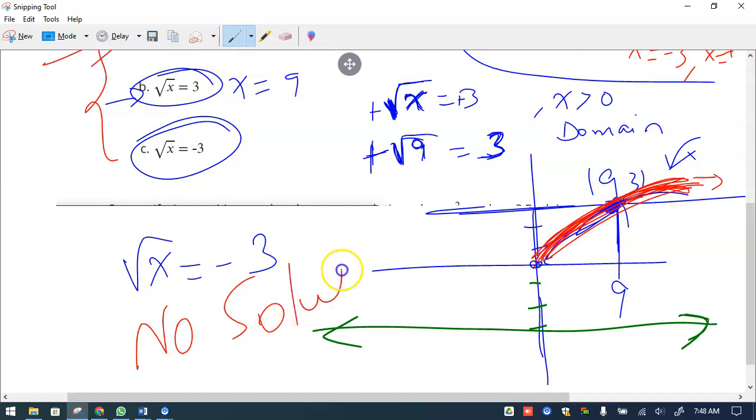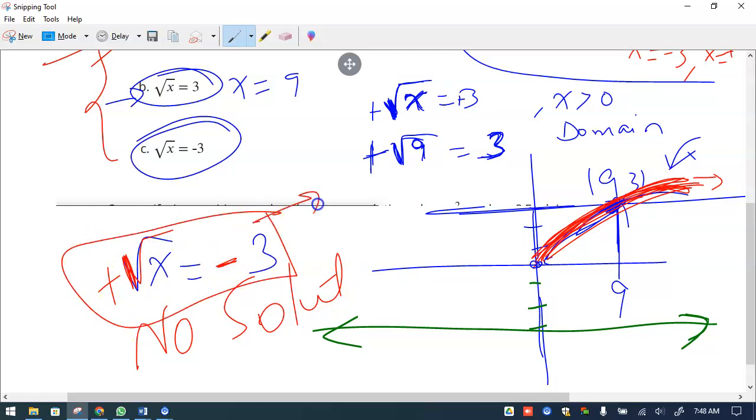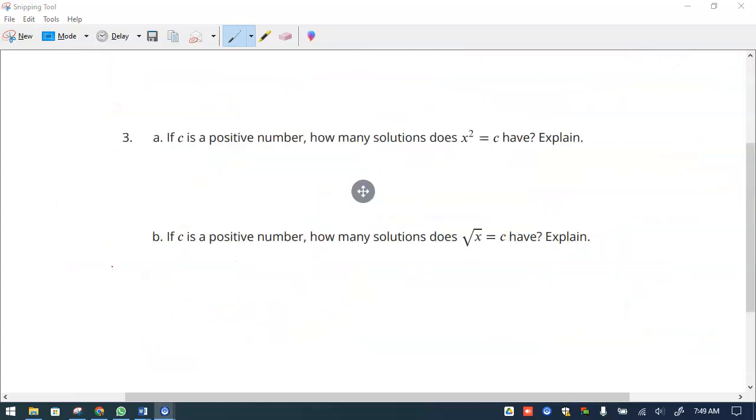In other words, the outside is plus. The left side is plus, and the right side is minus. So that itself is wrong. It is not possible. And that's why we say this one has no solution.